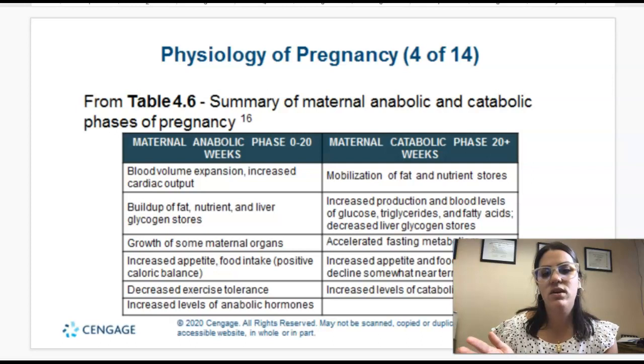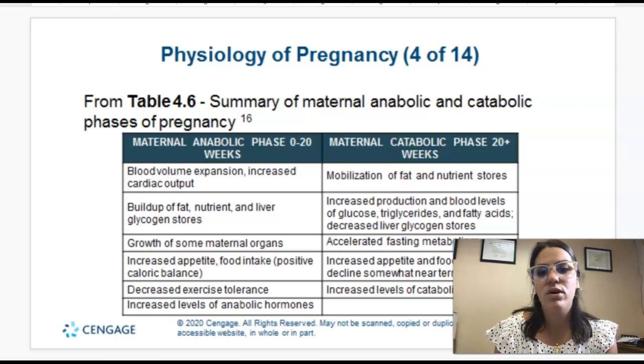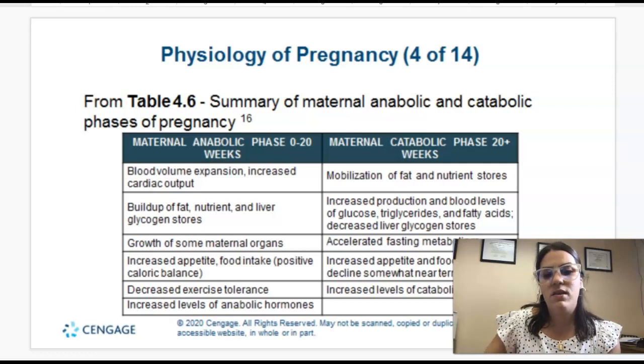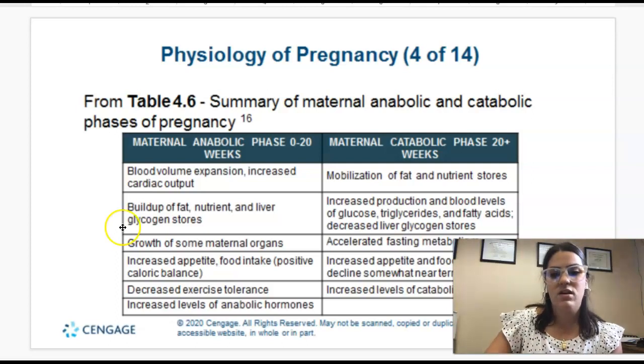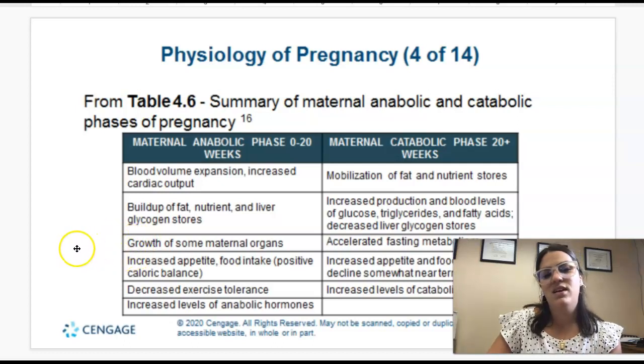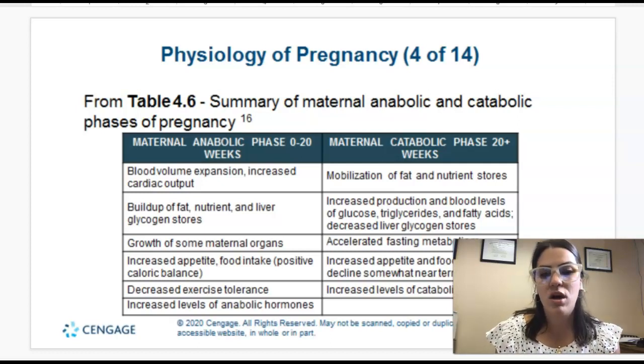So this next slide shows us the early pregnancy. So between 0 and 20 weeks, mom is in that anabolic phase. So like we said, we have to expand blood volume and fluid to help to support the early growth and development of the fetus and the placenta. And on top of that, there's going to be this buildup of fat and nutrients and glycogen stores that is going to help to support the growth and development of the fetus. On top of that, we have to grow the placenta. Mom's appetite's going to be increased. She'll likely be in a positive calorie balance, which means she's consuming more calories than what she's expending, and she's likely gaining weight here. And an increase in some anabolic hormones, which we'll talk about.